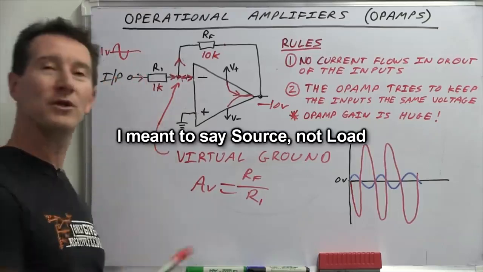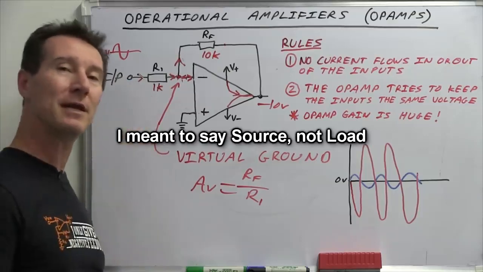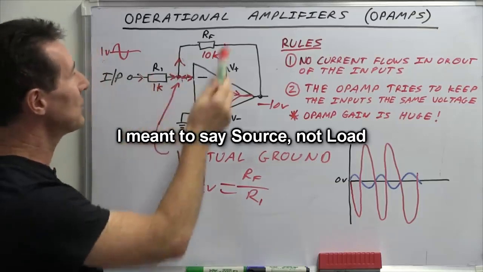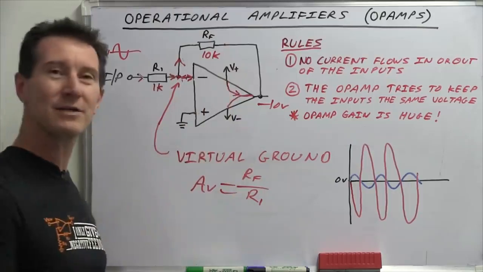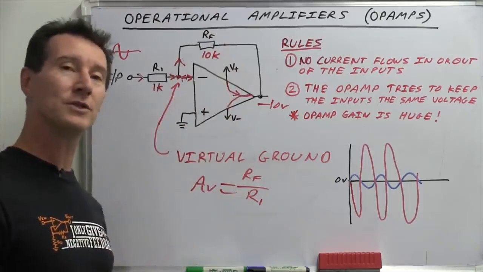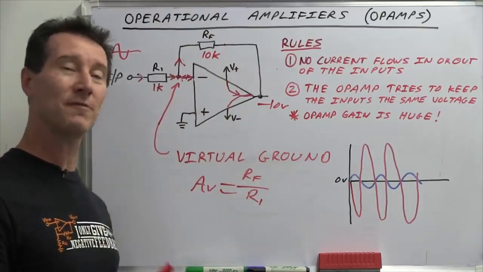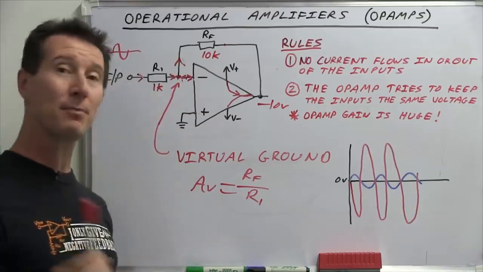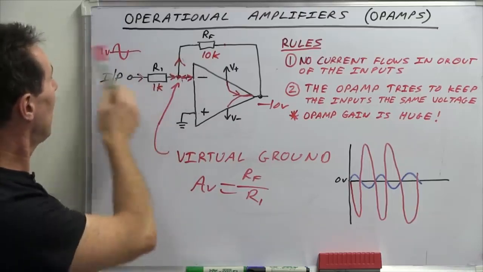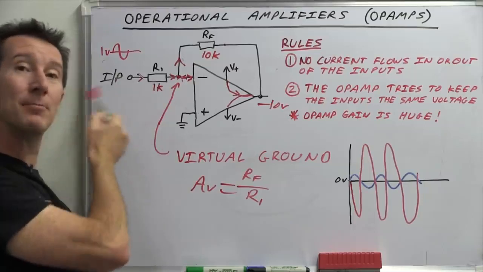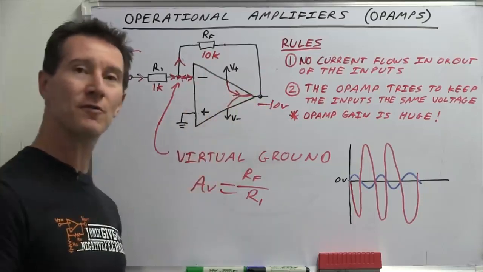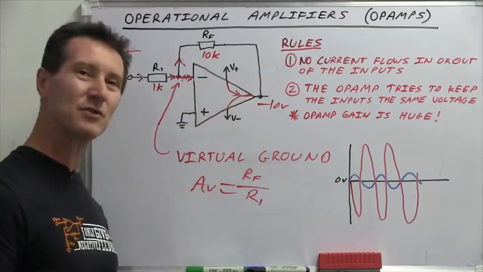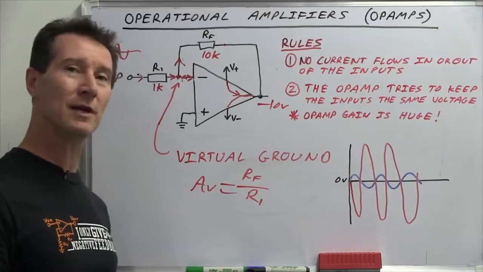So you don't want to use this where you have a high impedance load, because then it can change the gain equation and mucks everything up. That's where you want a non-inverting amplifier, or at least a buffer. Some people will actually put a buffer on the input here and then drive the inverting amplifier, but usually in that sort of case you'd probably use a non-inverting amplifier.